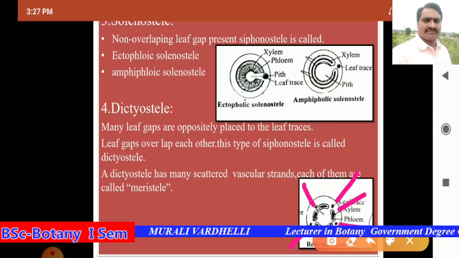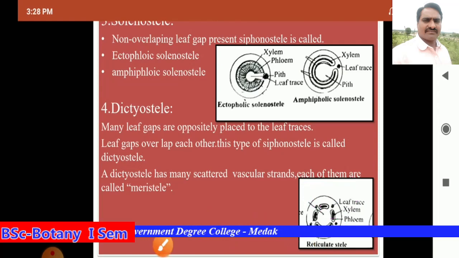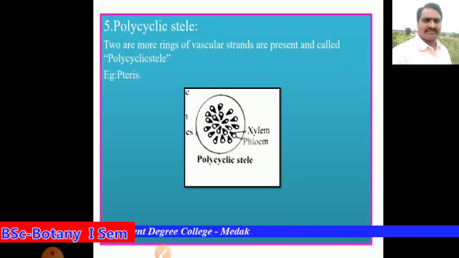In this dictyostele, how many scattered vascular strands are present? These are the vascular strands. In these vascular strands, the middle is xylem and it is surrounded by the phloem. This type of stele is called meristele. So meristeles are present in which type of stele? In dictyostele type they have meristeles, right? Example, Pteris.